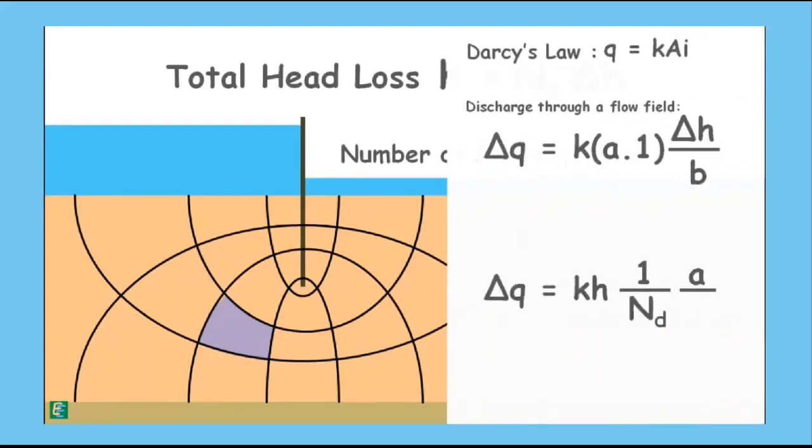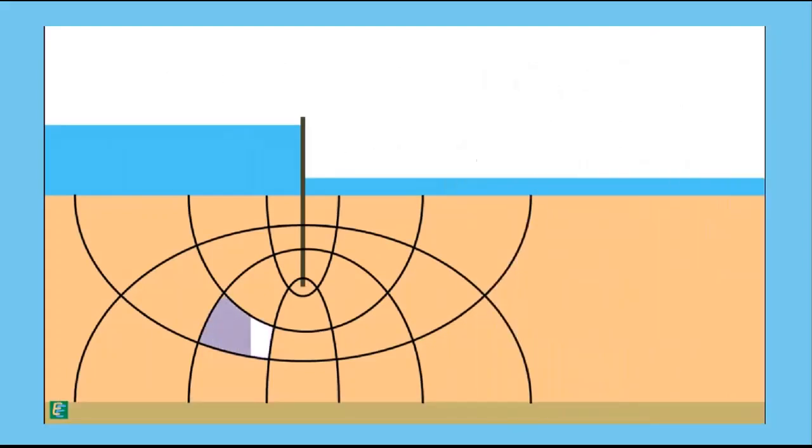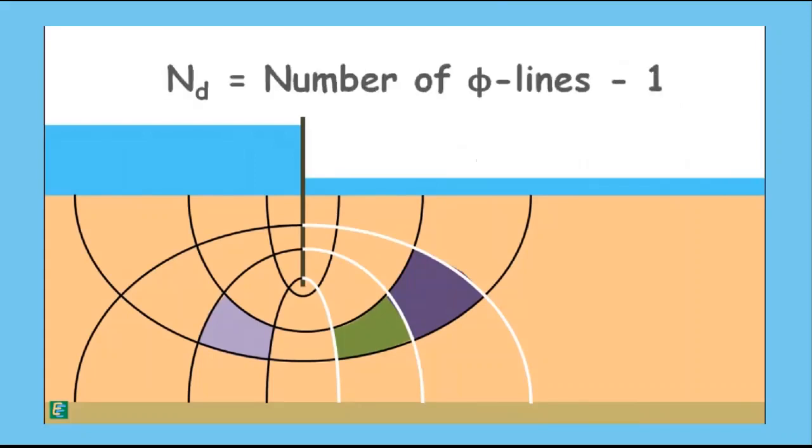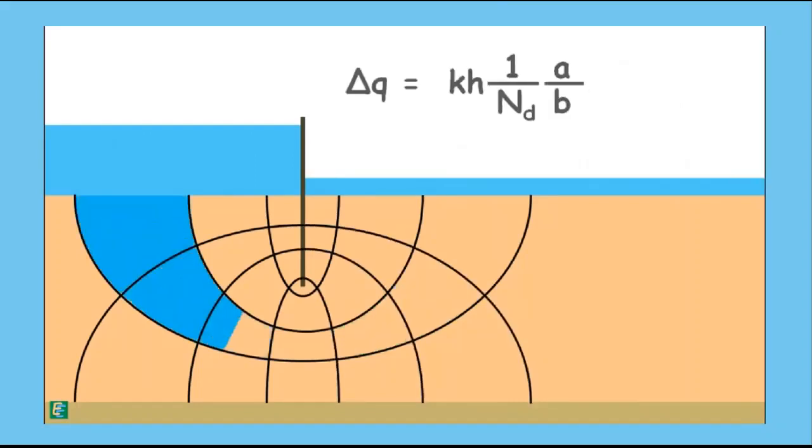Substitute this in the previous equation to find the discharge through one flow channel, and this formula can be achieved. Since two equipotential lines are in between one potential drop, and two potential drops have three equipotential lines, the number of potential drops ND is the number of equipotential lines minus 1. So again, this is the discharge through only one flow channel.